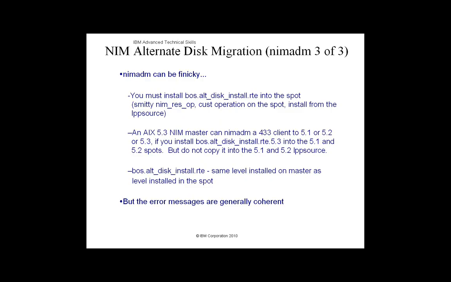Generally speaking, I found the error messages were coherent. When the thing stumbled, it would back up, and I could remedy the problem and try it again. Remember, the client is still running on its rootvg. I haven't taken an outage here if this thing stumbles. So it backs up, fix the problem, try it again. Still client running on its rootvg.